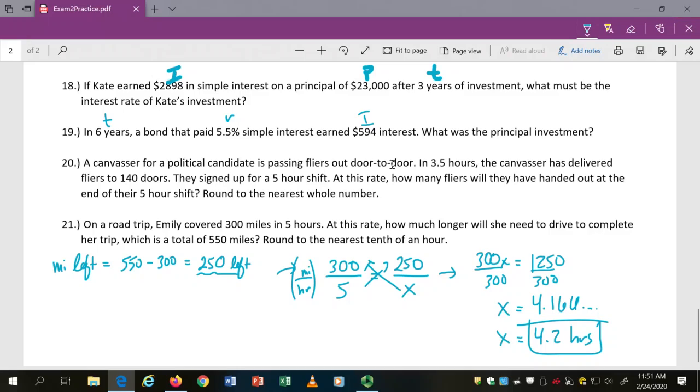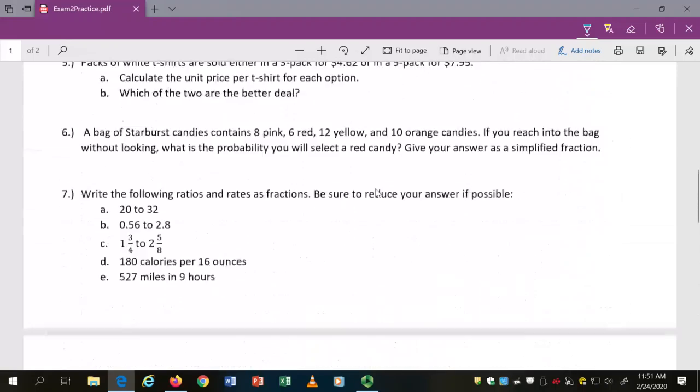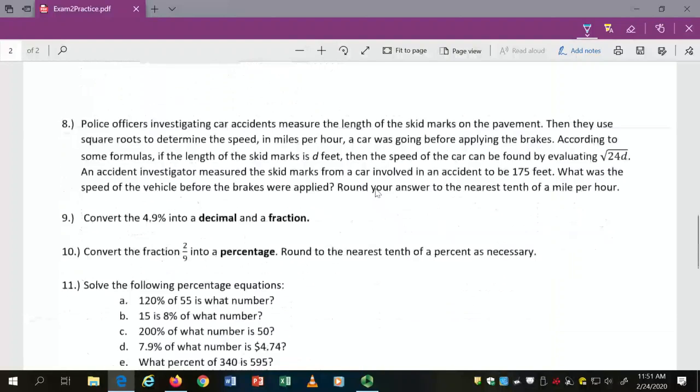What else? Lots of percent stuff. Let's see, which one was that?